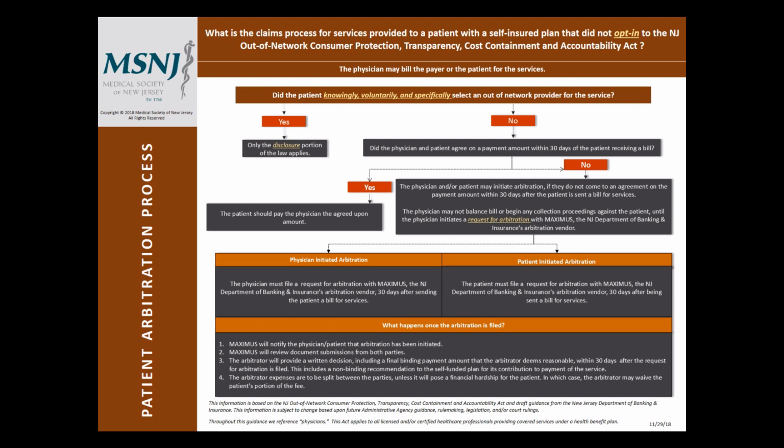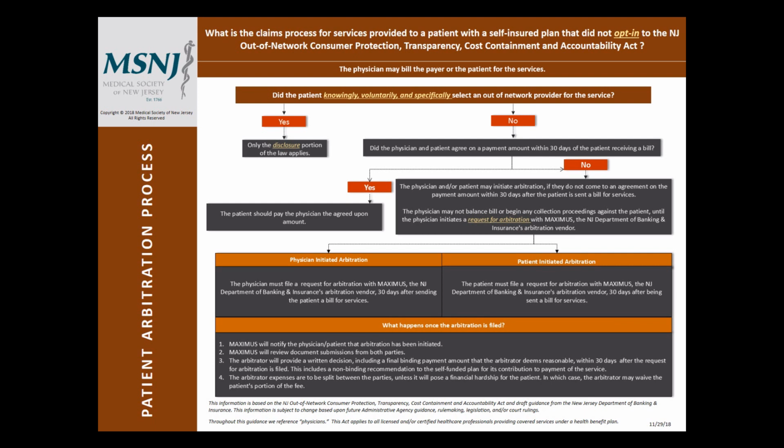What other things do we need to know about this process for physicians and or patients? So the arbitrator provides their written decision in the end, like you said. That will include a final binding payment amount that the arbitrator deems reasonable within 30 days after that request for arbitration is filed. So the arbitrator has 30 days to make its decision. Now, they can include a non-binding recommendation to the self-funded plan for its contribution to payment for the service, but that's, again, non-binding. So the plan may decide to put in more money, or they may not.